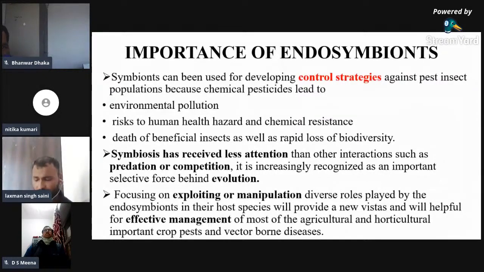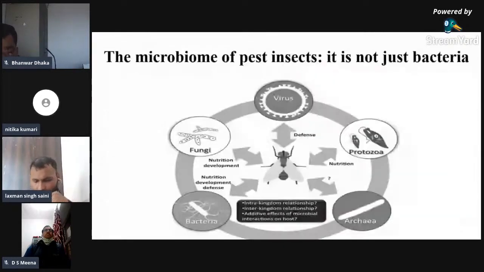They protect hosts from environmental stress such as natural enemies, heat, and toxins. Another important point is that endosymbionts promote a diverse range of physiological processes in their insect hosts. Symbiosis has received less attention than other interactions such as predation and competition. The microbiome is the genetic material of all the microbes, such as bacteria, fungi, protozoa, and viruses, that live on and inside the human body.